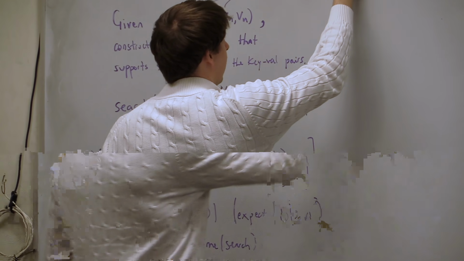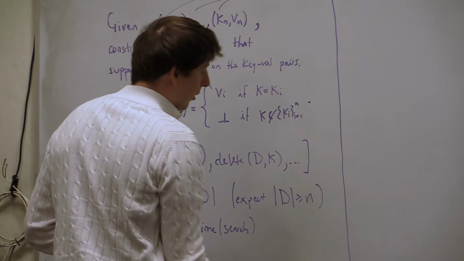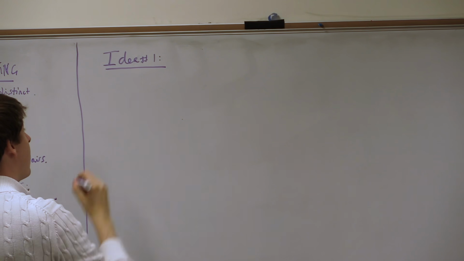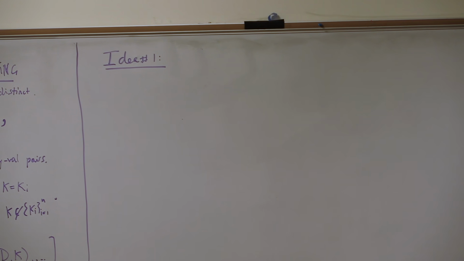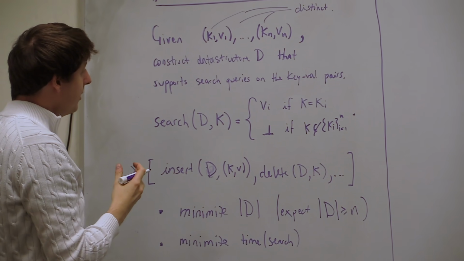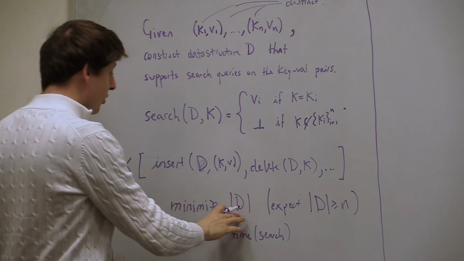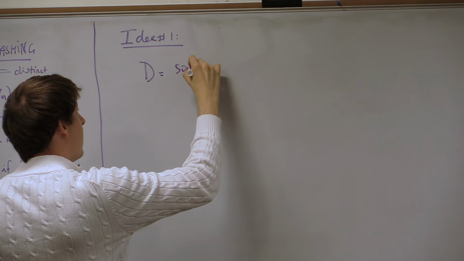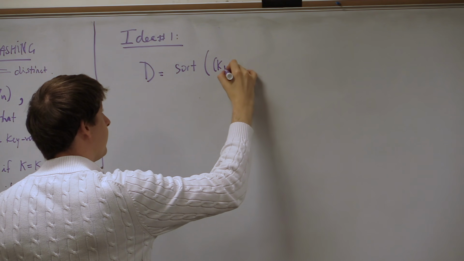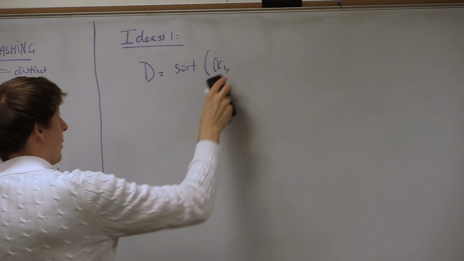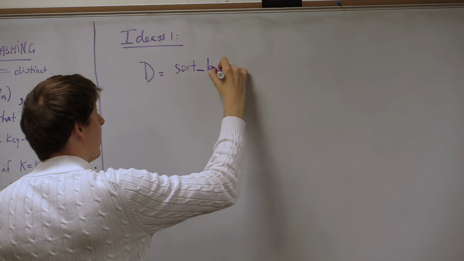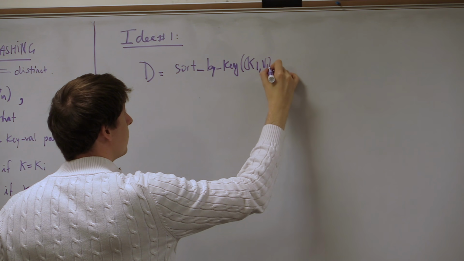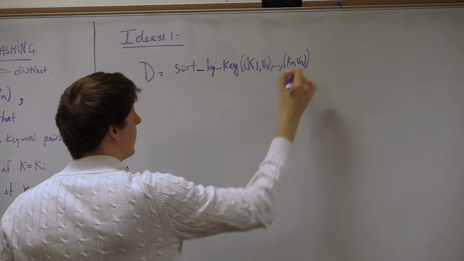So an immediate proposal could be the following. Idea number one. We could just say, you know what, just sort the list of key value pairs and just let the data structure be the sorted list. So let B be the sorting of the list, sorted by key, not by value, and call that the data structure.